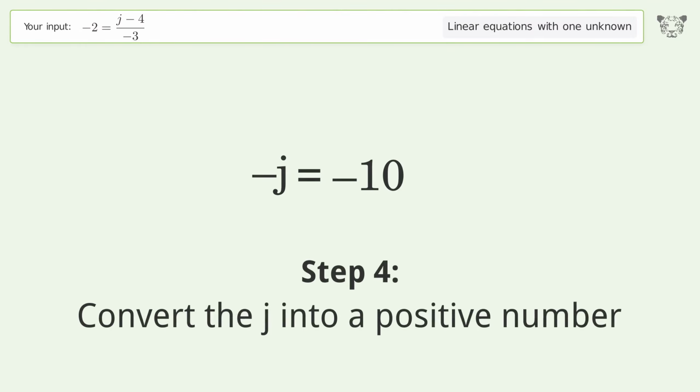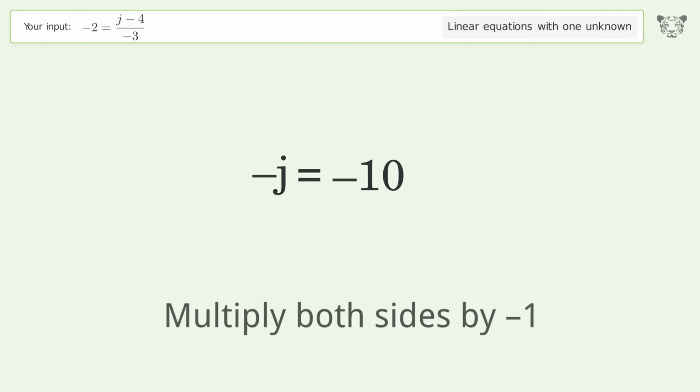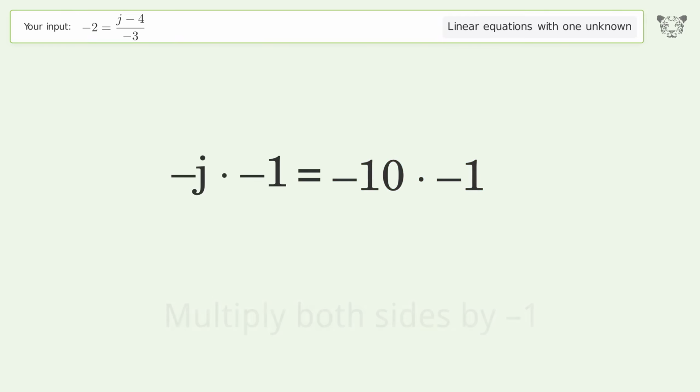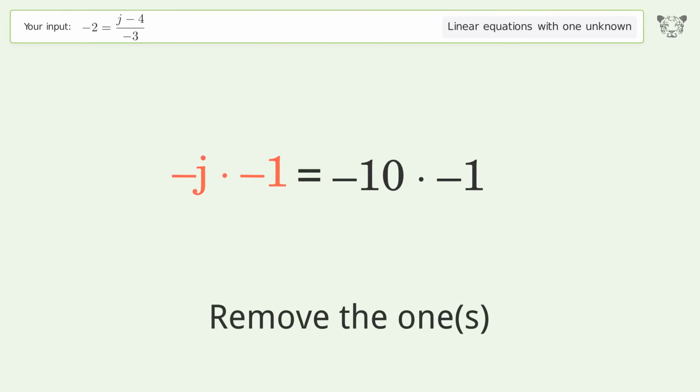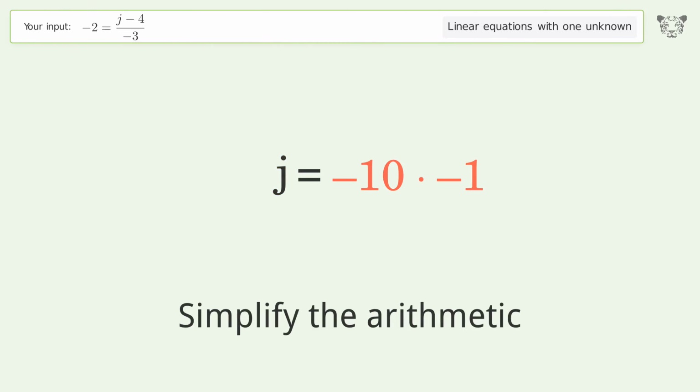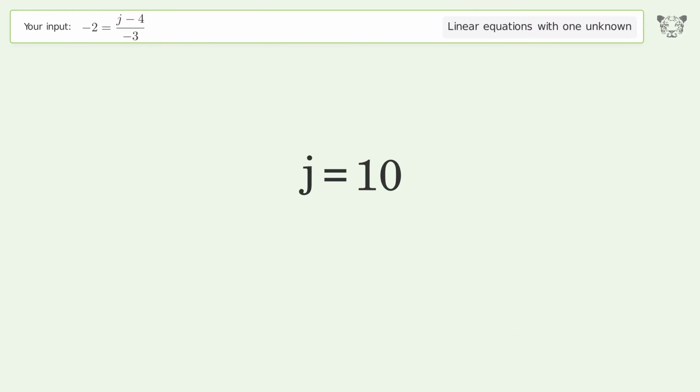Convert the j into a positive number. Multiply both sides by -1. Remove the ones. Simplify the arithmetic. And so the final result is j equals 10.